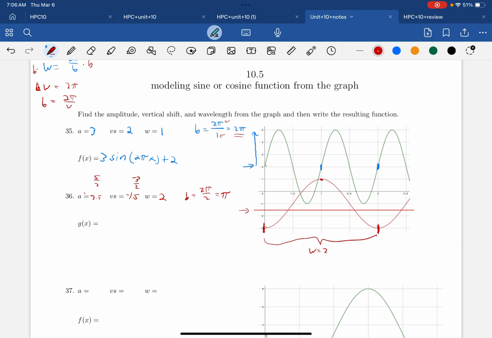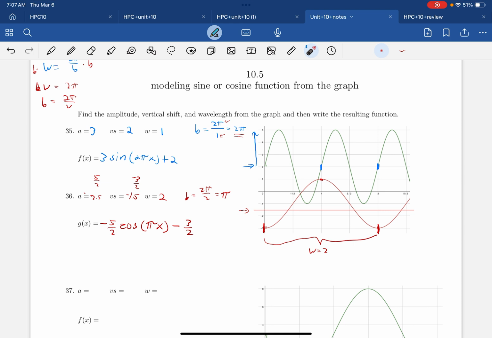So I'm going to write negative. I'm going to use the fractions. 5 halves, and this is cosine. On the inside, I'm going to use our b, and remember our b is pi, then the variable, and then our vertical shift. Our vertical shift is down 3 halves. If you wrote 2.5 for here, and you wrote negative 1.5 for here, totally good. So negative 2.5, negative 1.5, that works, okay?